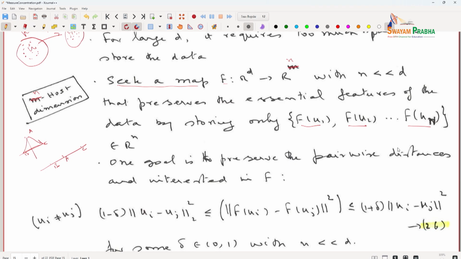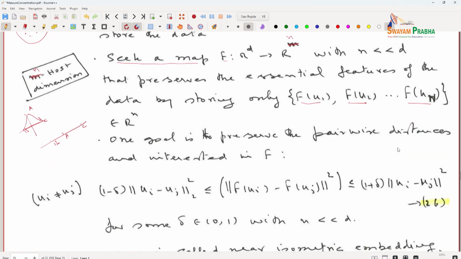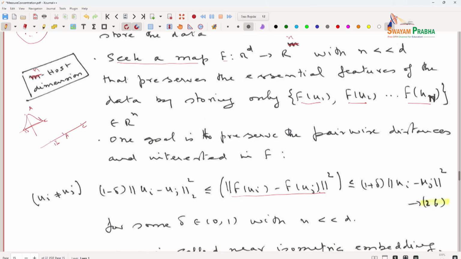Since it is not possible to have an isometric embedding by virtue of this counterexample, we are willing to relax the condition. The condition is given by equation 26. This is the square of the distance between the images in the Rm space, the smaller space. This is the distance between the same two objects ui and uj. So this is the image of ui, this is the image of uj.